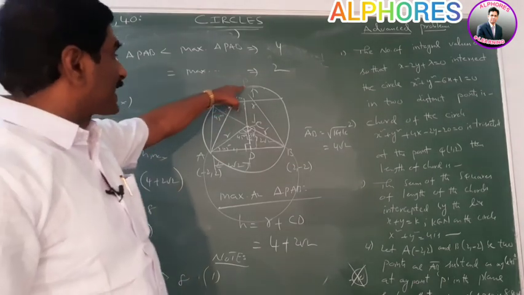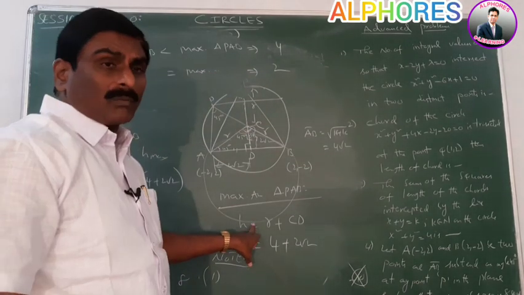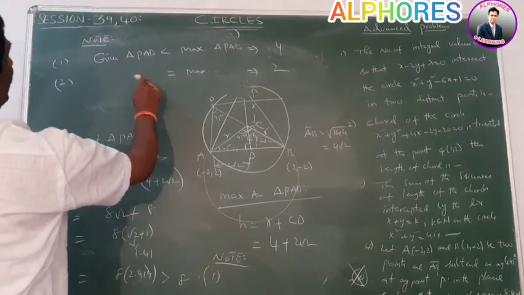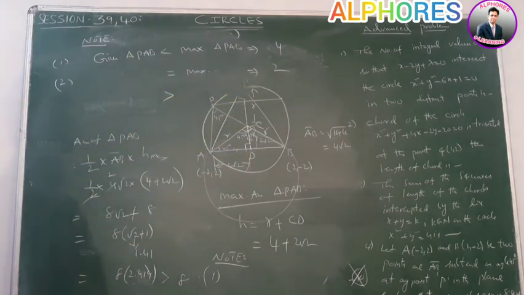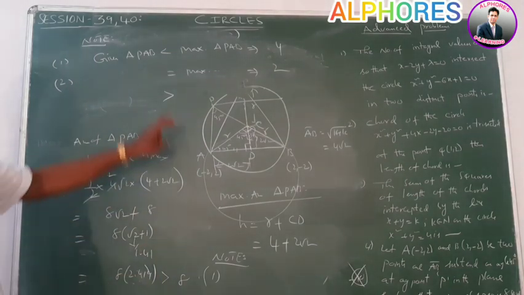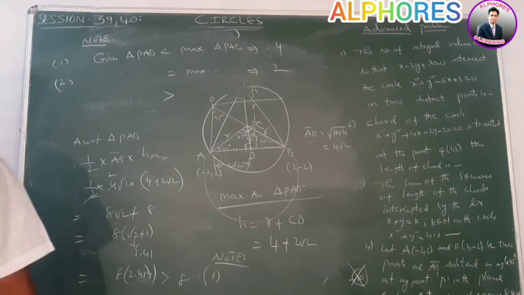These 2 are obtained at maximum possibility. In this case, we get 1 point. In the below circle, we get 1 point. That means 2. Next, second one: if the given area of the triangle PAB is greater than the maximum area, the number of possible values of P is 0. By using this property, we find the number of possible values of P. Very, very important.